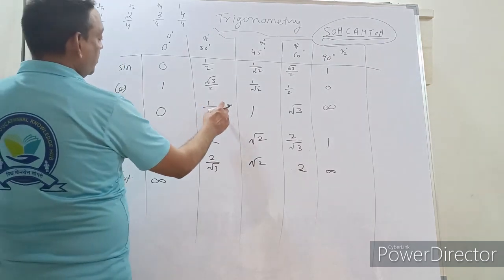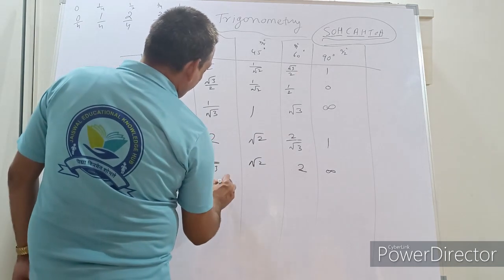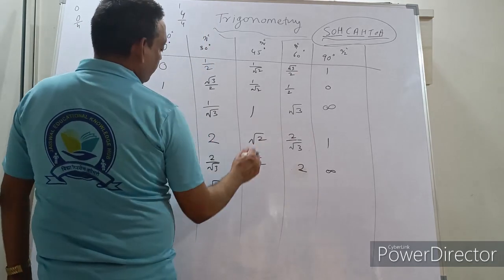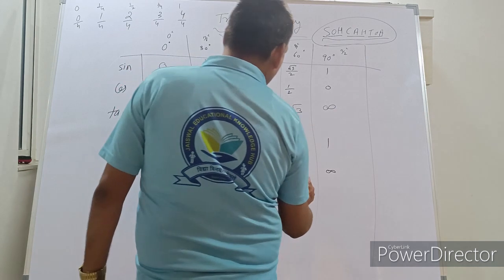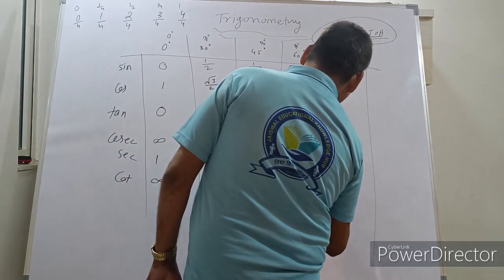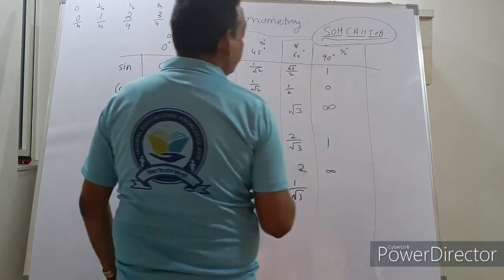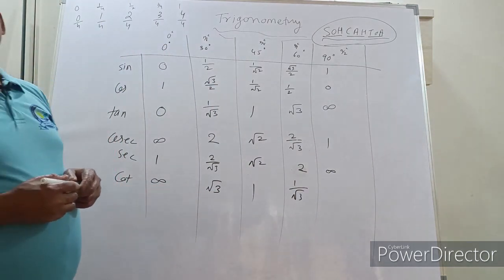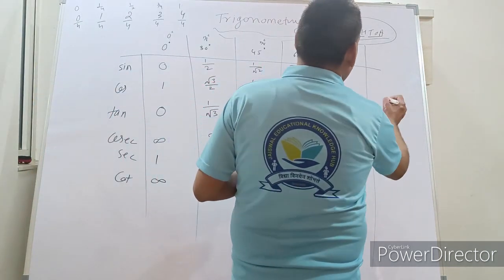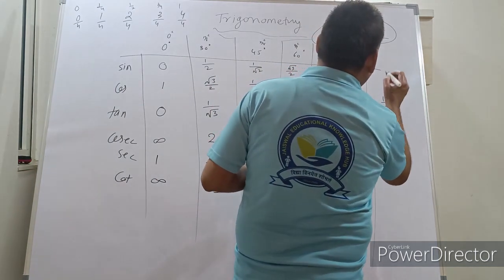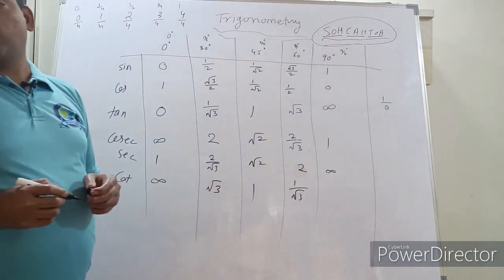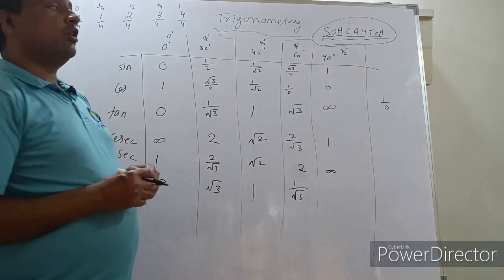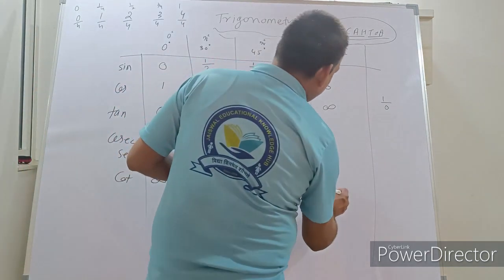Next one is 1 upon root 3. It becomes root 3 upon 1, which is root 3. 1 will be as it is, 1. Root 3 will be 1 upon root 3. And what is the reciprocal of infinity? Infinity is 1 upon 0. So the reciprocal of 1 upon 0 is 0 upon 1, and 0 upon 1 is nothing but 0.